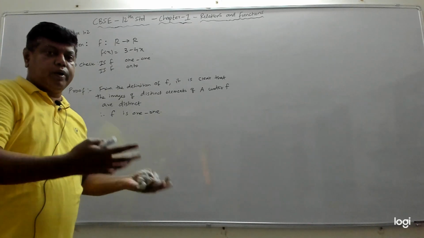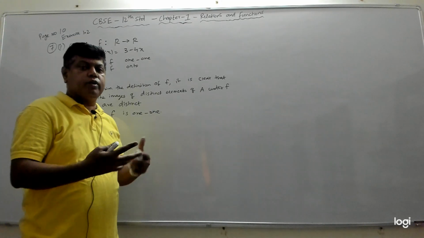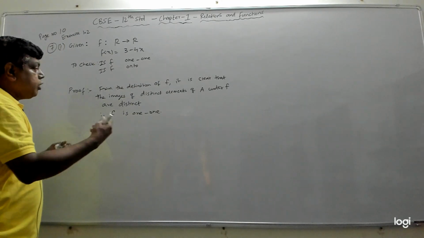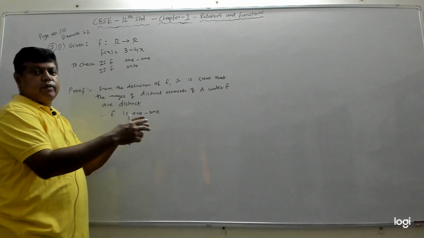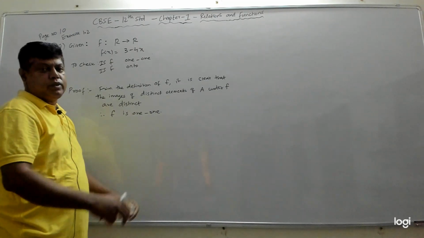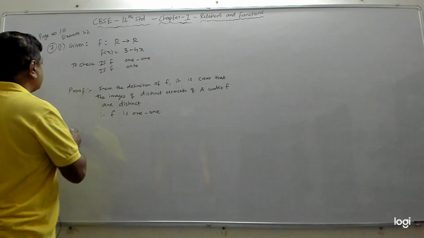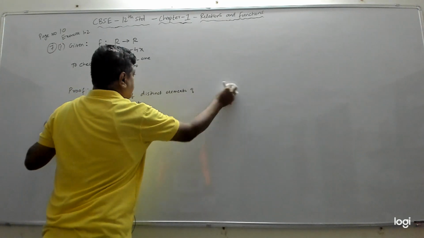They are not saying prove it. We don't know whether it is 1 to 1 or onto, so we have to check, and accordingly we have to say. If it is 1 to 1, we have to prove it is 1 to 1. If it is not 1 to 1, then we have to find two different elements that have the same image. Then we can say it is not 1 to 1. Same with the case of onto.